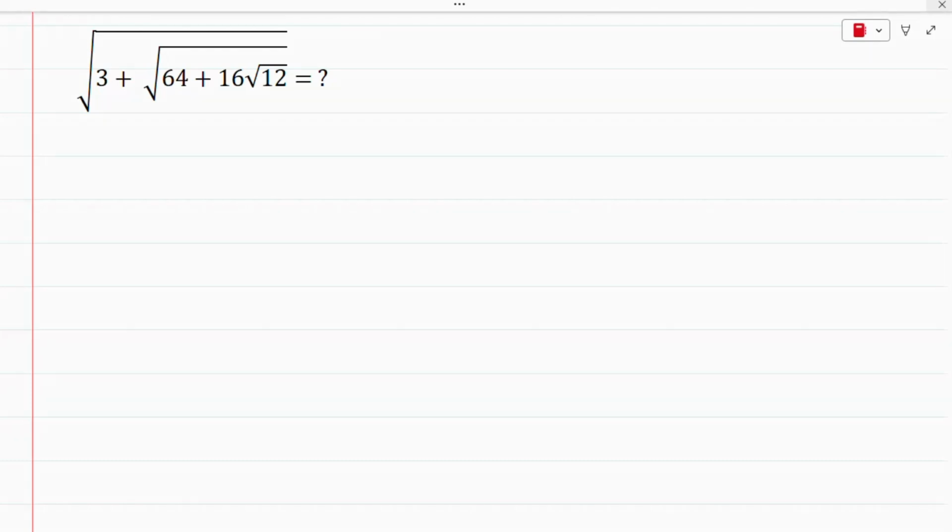So right here we have this nine square root algebra problem, and the question says the square root of 3 plus the square root of 64 plus 16 into the square root of 12 is equal to. We are to solve for this. So the first thing, guys, we want to do right here is to simplify the innermost roots. So simplify the inner roots.